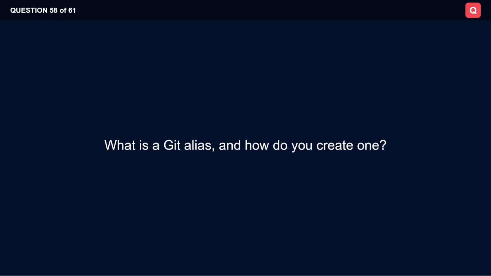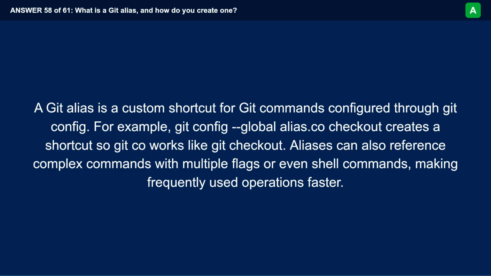What is a Git alias, and how do you create one? A Git alias is a custom shortcut for Git commands configured through git config. For example, git config --global alias.co checkout creates a shortcut so git co works like git checkout. Aliases can also reference complex commands with multiple flags or even shell commands, making frequently used operations faster.